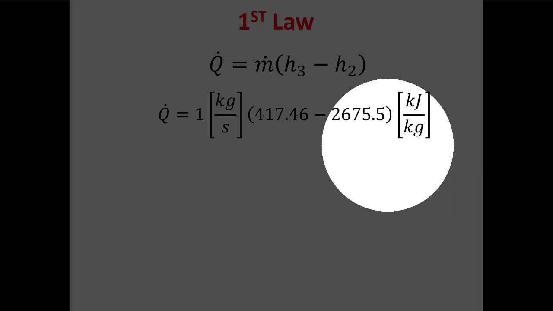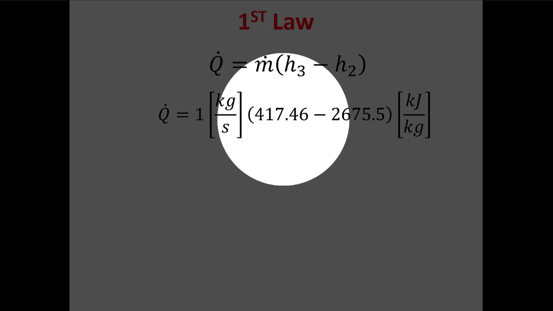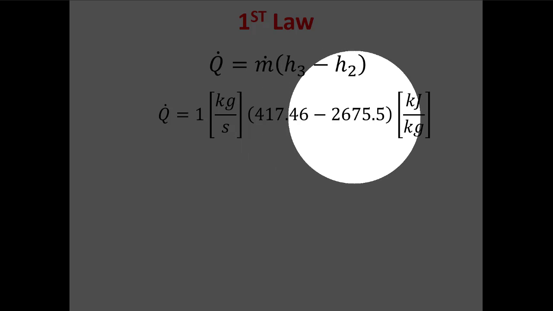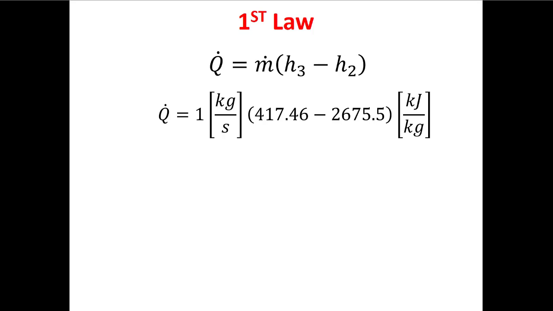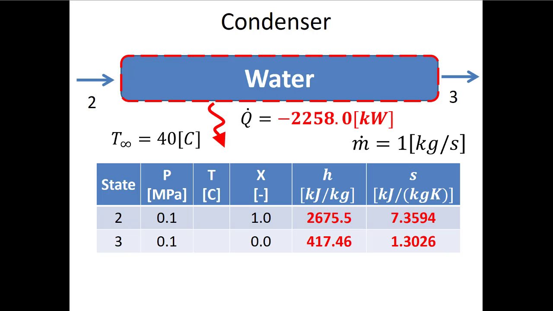And when I do this, I see that H3, at the end of the process, the liquid state, has less enthalpy than the vapor state. That's what I expect, right? I'm losing heat here, so I expect heat in is positive, so heat out must be negative. I'm expecting to get a negative heat transfer rate, and that's what I get. I get reasonable units, kilowatts, or kilojoules per second, and the sign agrees with my intuition. So I feel pretty confident in this particular answer.